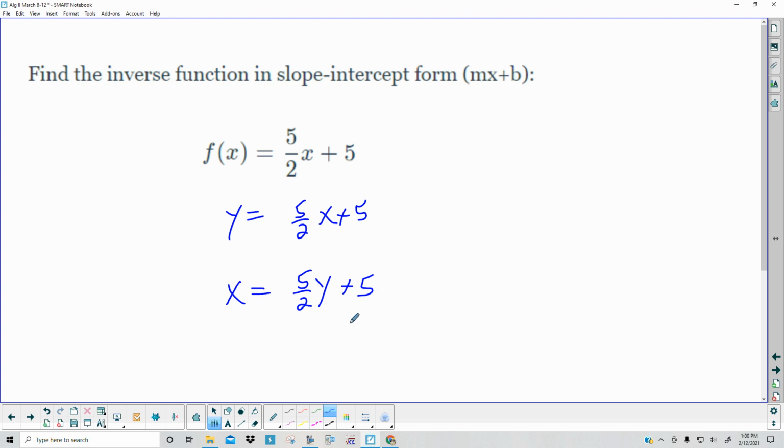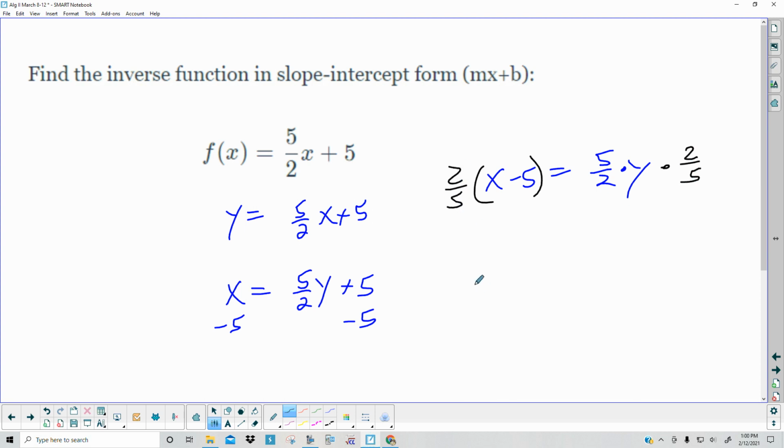And now solve for y. So subtract the 5. X minus 5 is equal to 5 halves y. And you guys haven't done much of this. When you've got a fraction like this, get rid of it by multiplying both sides by its reciprocal. Okay?